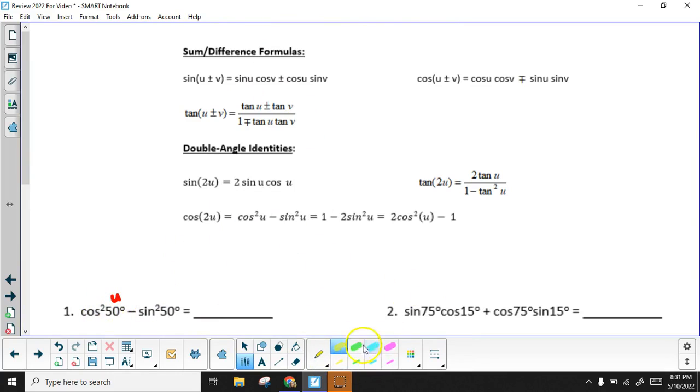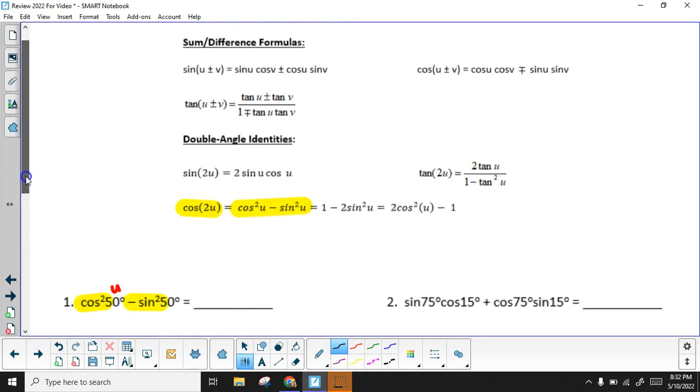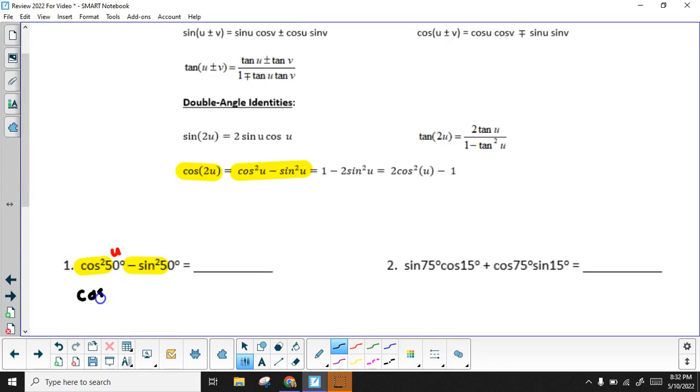So I want to just say that cosine squared minus sine squared looks like this formula right here. Cosine squared u minus sine squared u. So that's equivalent to cosine of 2u. So if our u is 50, then this would be equal to the cosine of 2u, which is 2 times 50, which would be the cosine of 100 degrees. Since 100 is not a unit circle value, then we'll leave it at that. We don't need to go any further.